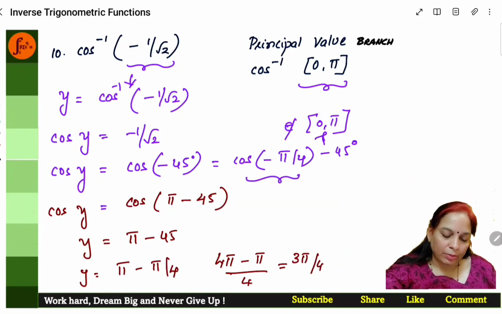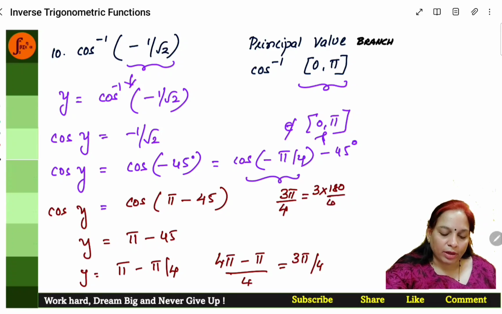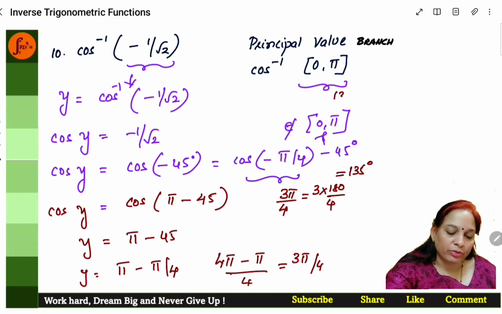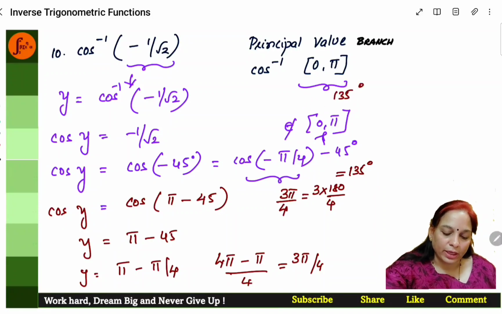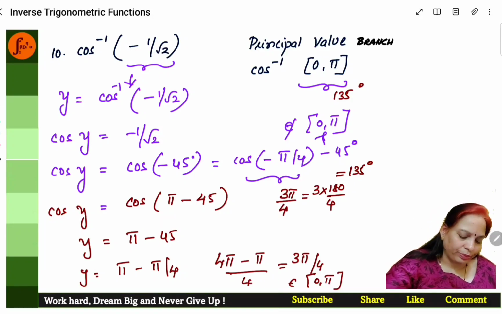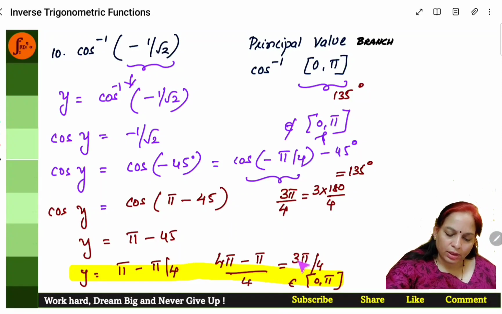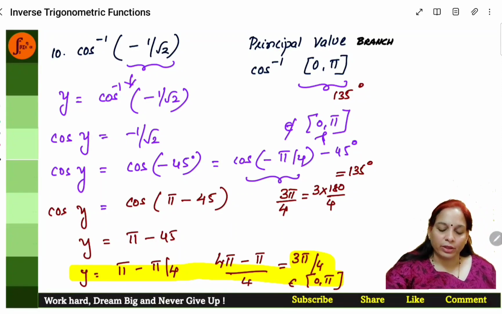And 3 pi by 4, what is 3 pi by 4? 3 pi by 4 is equal to 3 into 180 by 4, which is 3 into 45, which is 135 degrees. 135 degrees is within this range, right? Therefore, 3 pi by 4 belongs to 0 to pi, and this y, 3 pi by 4, is the principal value.